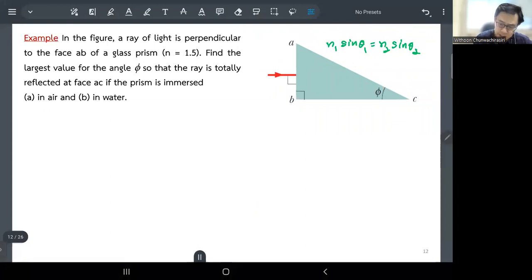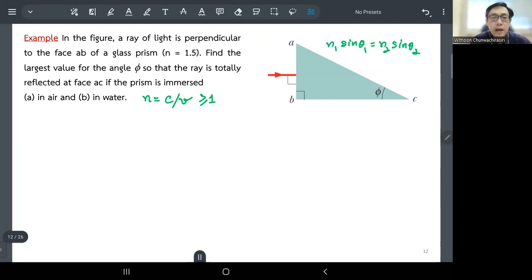And just to remind you, n is the index of refraction. By definition, n is the speed of light in the vacuum, the highest speed possible in our universe, divided by the speed of light in that medium. So in general it will be larger than 1, and it's going to be exactly equal to 1 when you are looking at the vacuum.